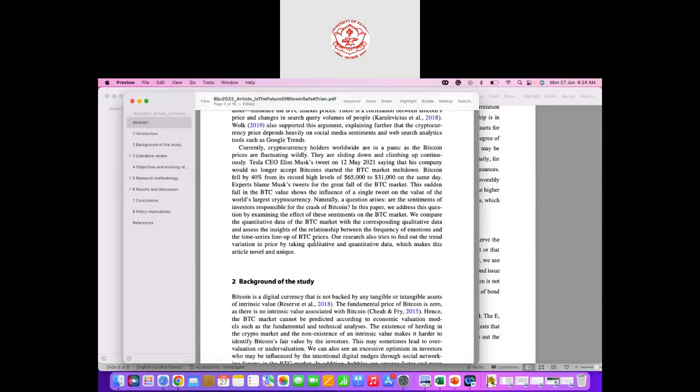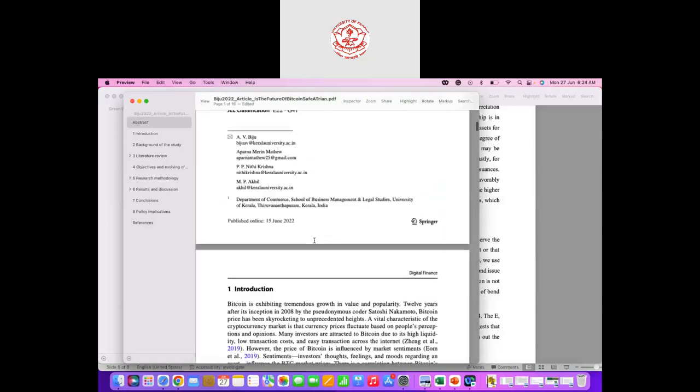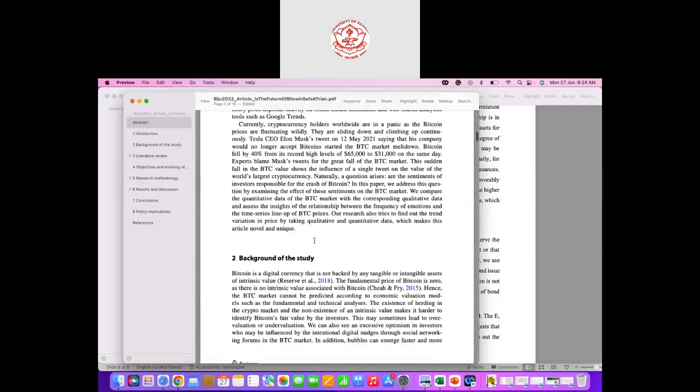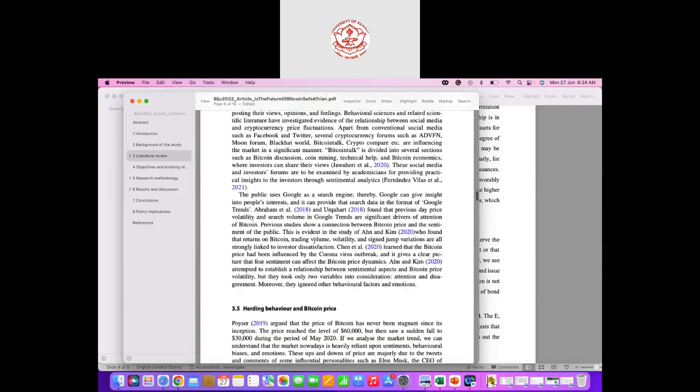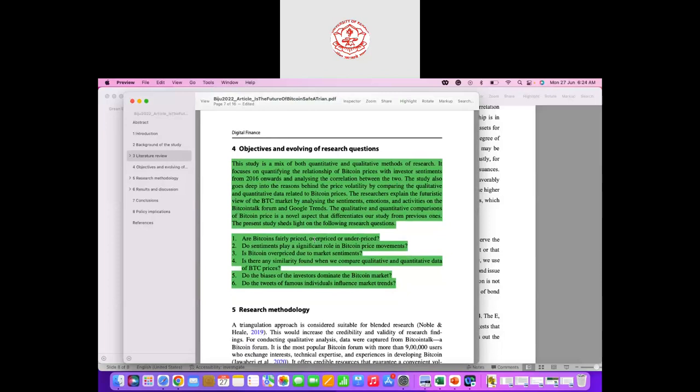So this is the abstract portion, and here the research questions we clearly stated: Is Bitcoin fairly priced, overpriced, or underpriced? Do sentiments play a significant role in Bitcoin price movements? Is Bitcoin overpriced due to market sentiments? Is there any similarity found when we compare qualitative and quantitative data of Bitcoin prices? Do the biases of the investors dominate the Bitcoin market? Do the tweets of famous individuals influence the market trends, etc.?